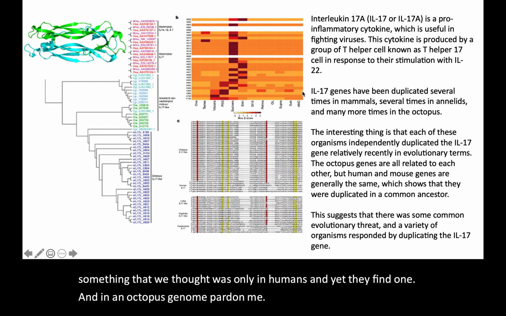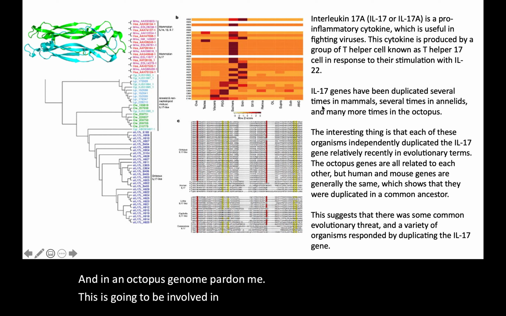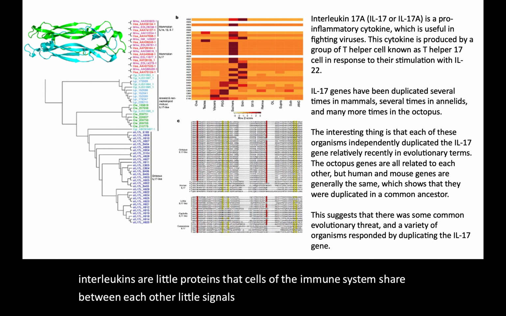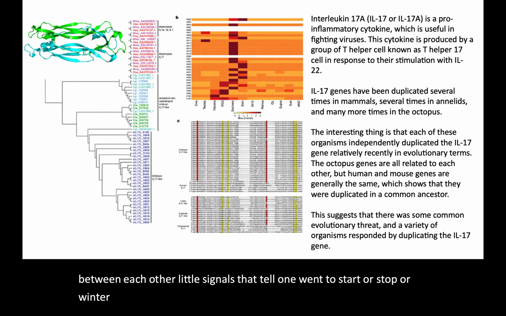This is going to be involved in controlling the immune system. All these interleukins are little proteins that cells of the immune system share between each other. They're little signals that tell one when to start or stop or when to call in reinforcements. And sure enough, we have them, and these mollusks have them as well.